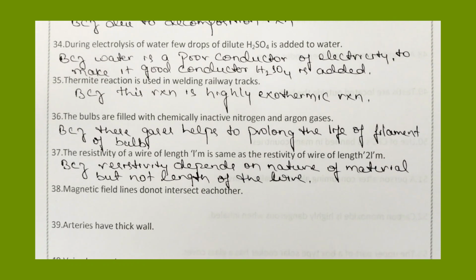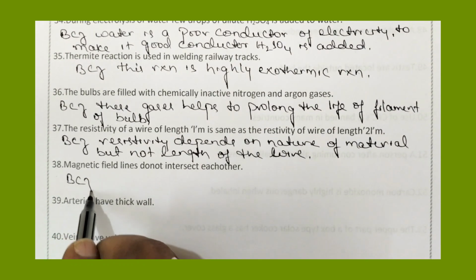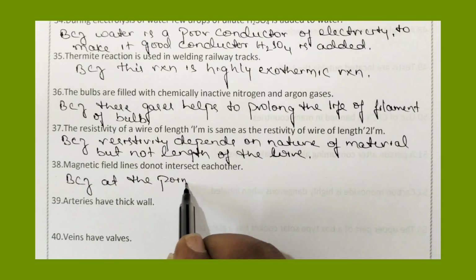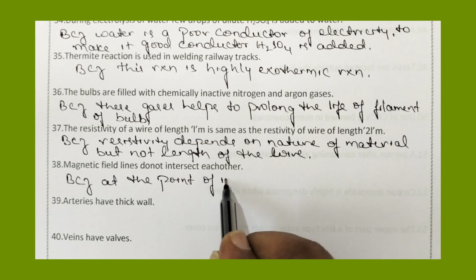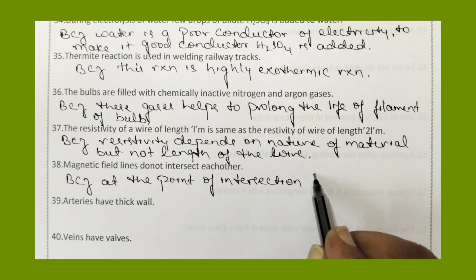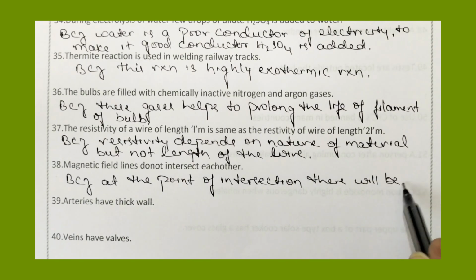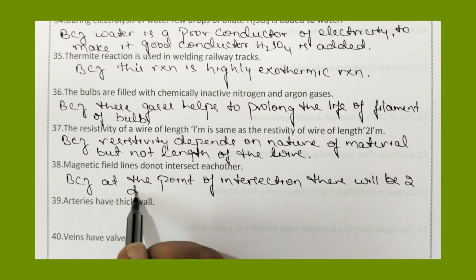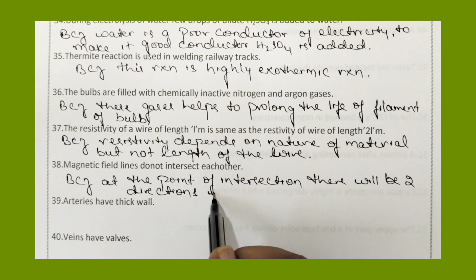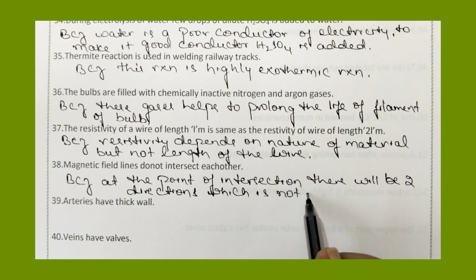Next, 38th. Magnetic field lines do not intersect each other because at the point of intersection there will be two directions, which is not possible.